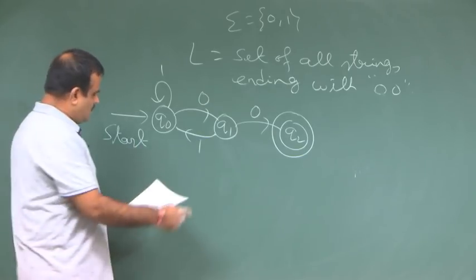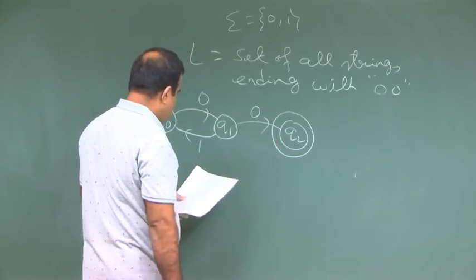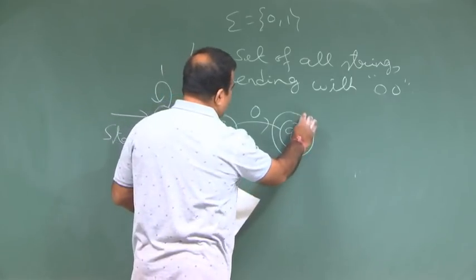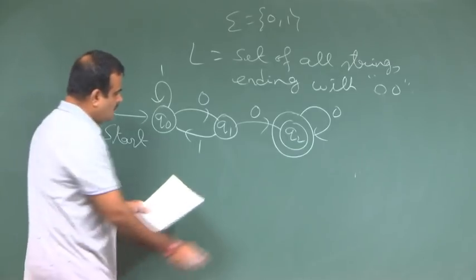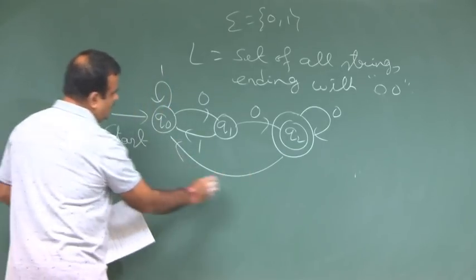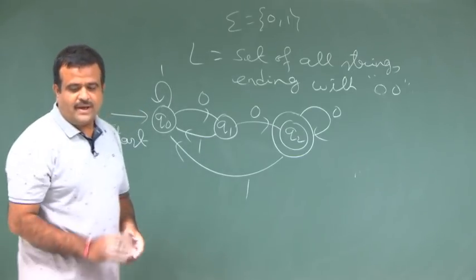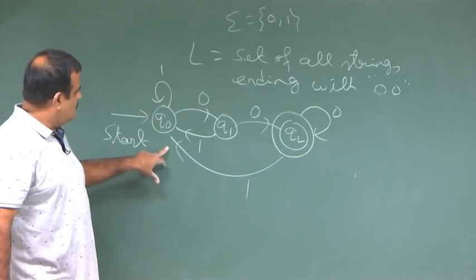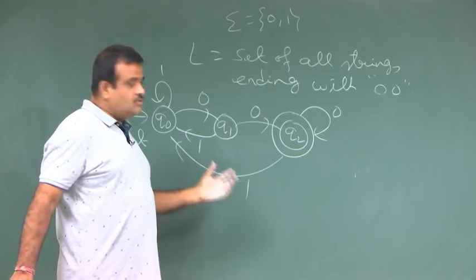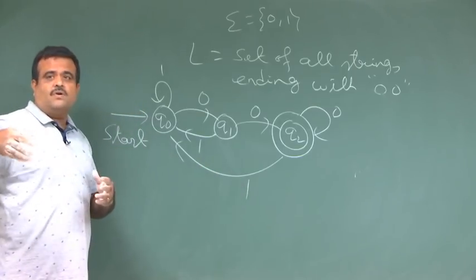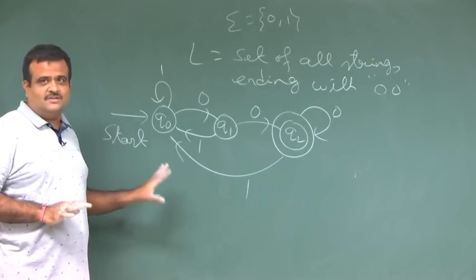And from here, once we reach the final state, if we see a 0, we can stay here, because that is also accepted. But if we see a 1, then we have to come back here, because we need another 2 zeros to accept. So, this is the construction. This is the finite state machine.